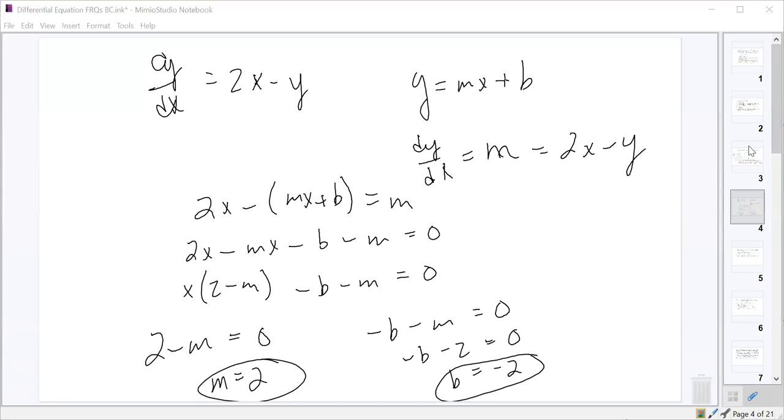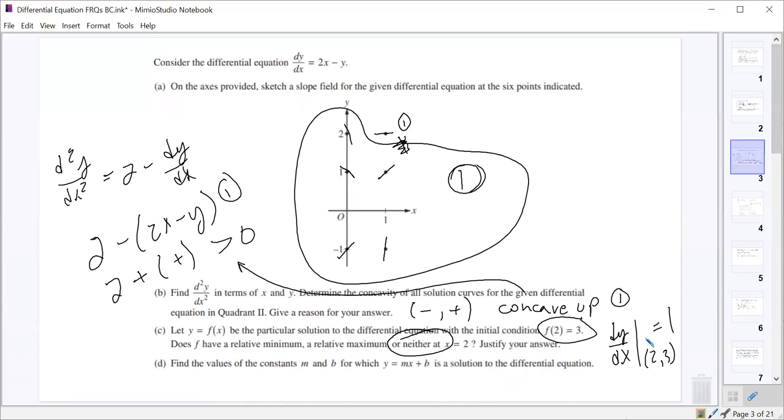And yes, I can go back and re-explain part C. Part C, in order to have a relative min or a relative max, we have to have a critical value. And a critical value would tell us that the derivative must be 0 or undefined. But if we plug in the point that they're asking us about, the point 2, 3, to our derivative, we get 1. And so if the derivative is 1, we can't have a max or a min because a max and a min can only occur at a critical value. Anybody else have any questions on that one?